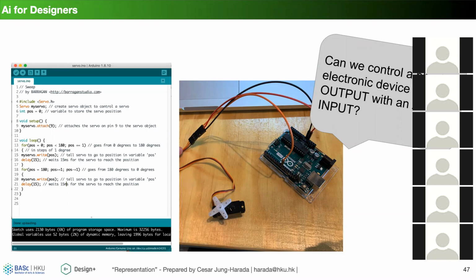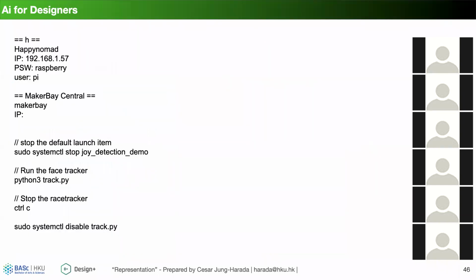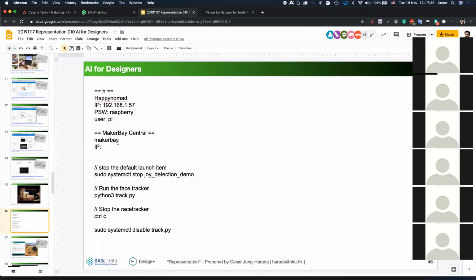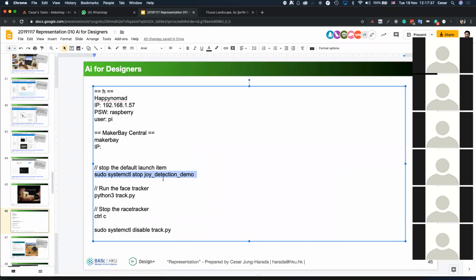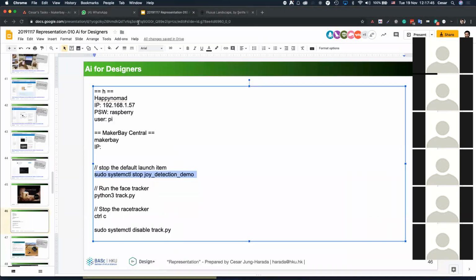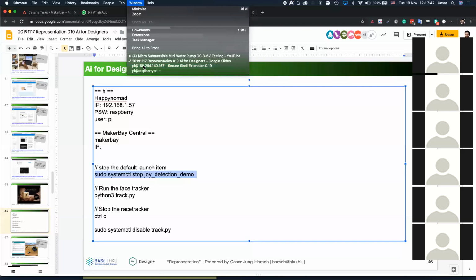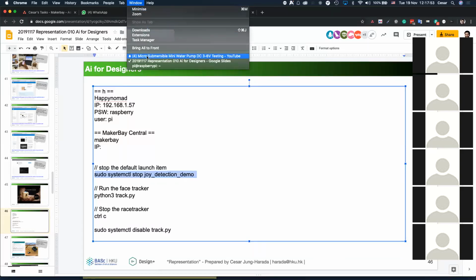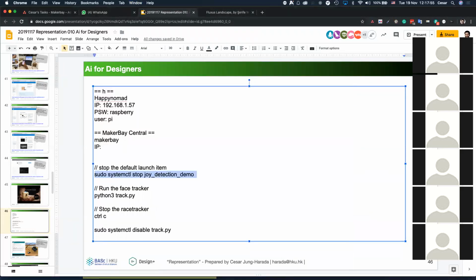Yeah? So these are the commands. For me here, I first need to stop the previous program. The current software is called Joy Detection Demo. That's the name of the program that is running. So the first thing I need to do is tell it to stop, because I don't want to run multiple programs at the same time. I want to run just one, otherwise it might become very, very confused.